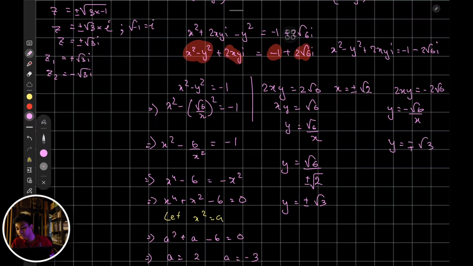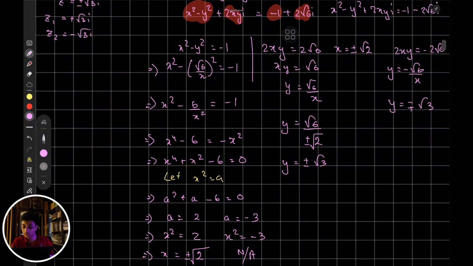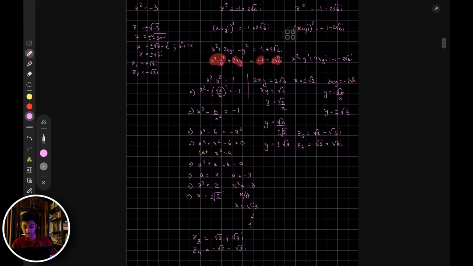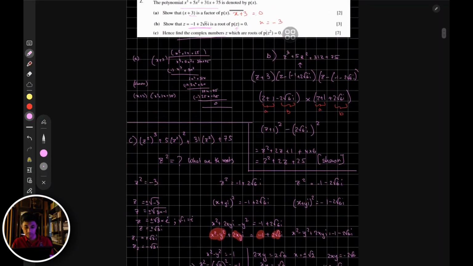Why? Because when you're plugging in positive root 2, you're getting a negative value, and when you're plugging in minus root 2, you're getting a positive value. So in this case, z5 is going to be positive root 2 minus root 3 i, and z6 is going to be negative root 2 plus root 3 i. Okay, that was it for question 2, which was exceptionally lengthy. We can move on to the next question.